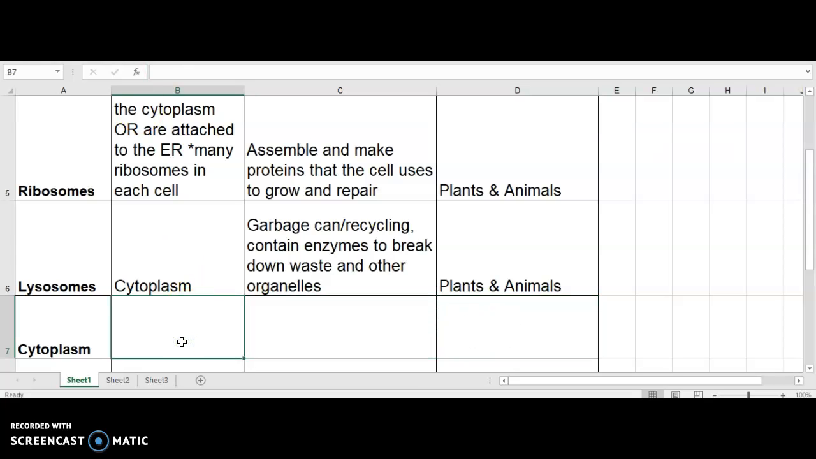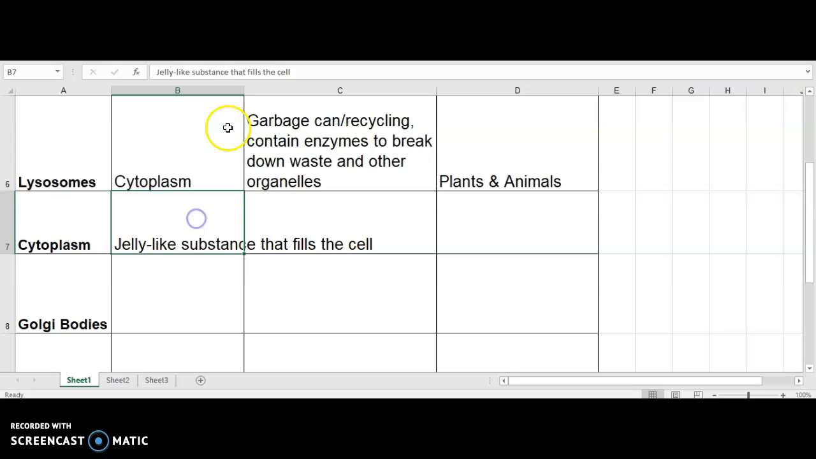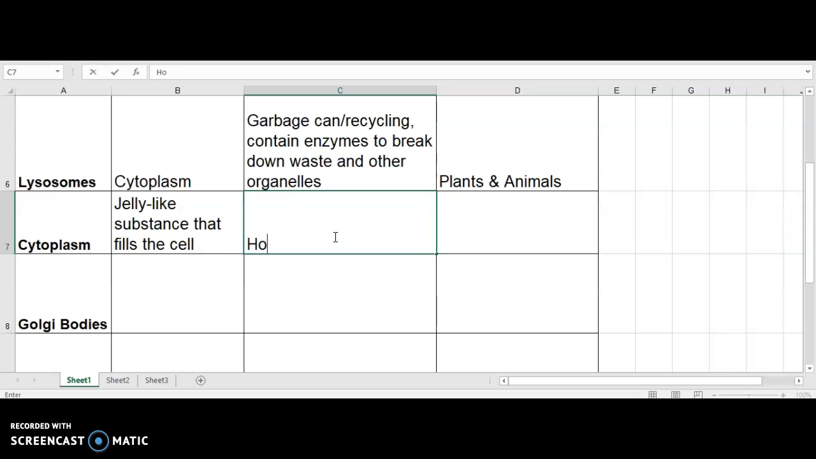It is the jelly-like substance that fills the cell. So a lot of these things you've noticed have been saying that they are in the cytoplasm. So this is just what everything is in. It's just the jelly that holds everything that's inside of the cell. So the purpose is to hold all organelles. And it's found in both plants and animals.